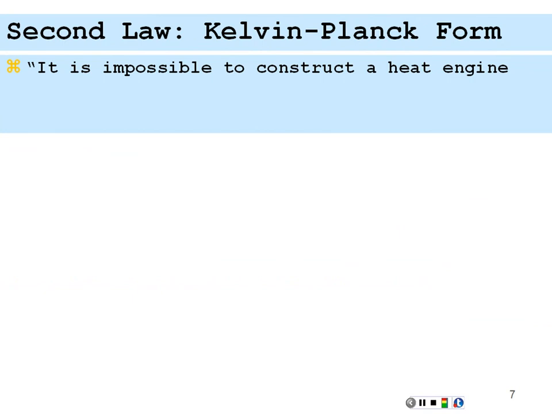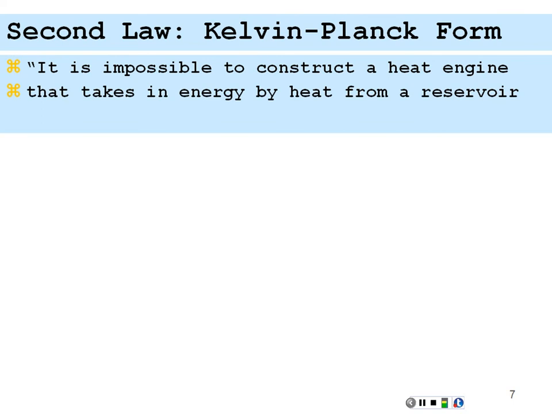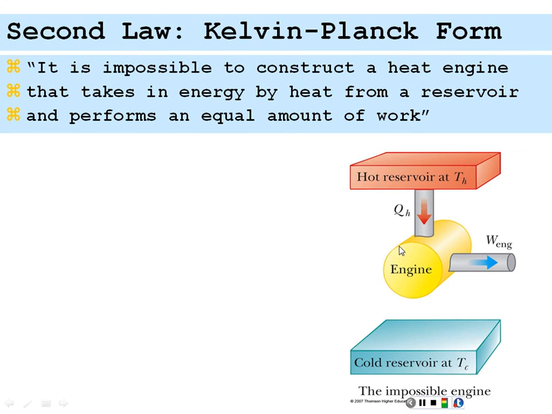We can re-express the second law of thermodynamics in several forms. And one form is the Kelvin-Planck form, which states that it is impossible to construct a heat engine that takes in energy by heat from a reservoir and performs an equal amount of work. The way this would look is, here's our heat engine. We have an input from the hot reservoir, and all that energy goes into useful work in the engine, nothing expelled to the cold reservoir.